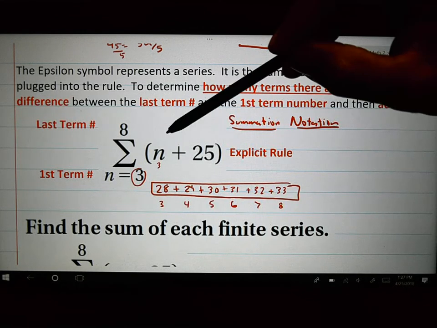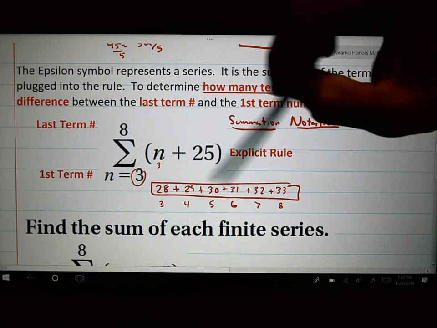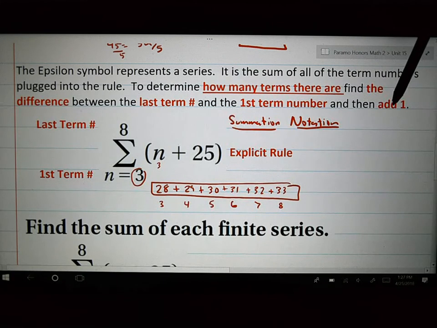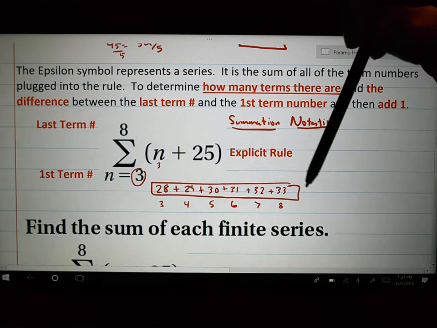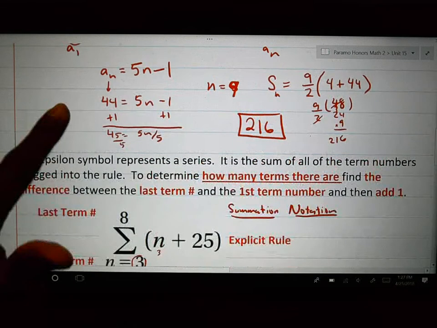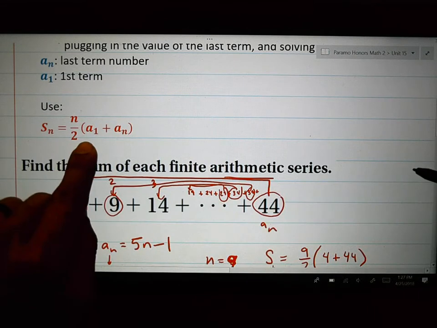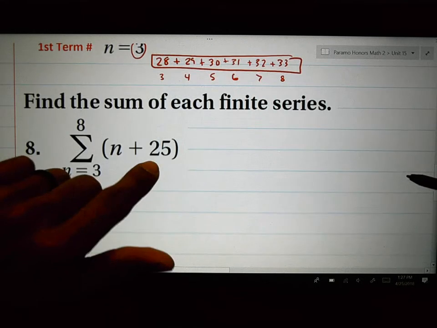That's the difference, but we also are plugging in 3 and we're plugging in the last one. So we have to add 1 to the difference. That's going to make a difference when we go to use this formula. You still have to use n in this formula. How many terms are there? You're going to have to figure that out on a lot of these problems.